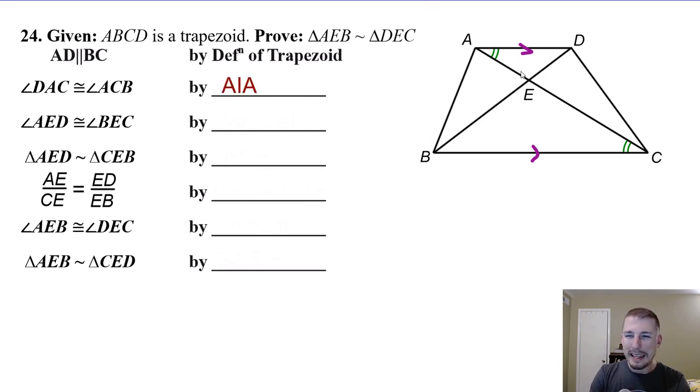Next one we have AED is congruent to BEC. In other words, the angles in the middle are the same. That's because they are vertical angles. Then they're saying the triangles. This triangle is similar to that triangle because they have two angles that are the same, so that's angle-angle similarity. That was easy. So one's a shrunken down version of the other one, which is kind of cool.